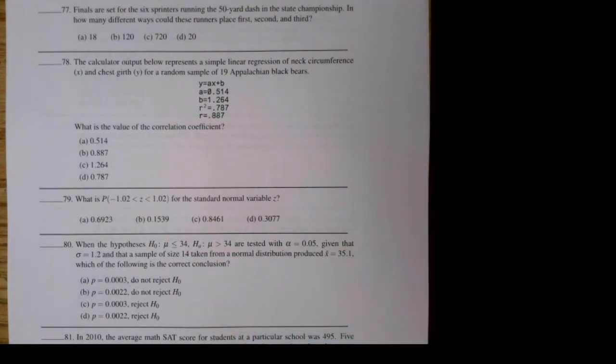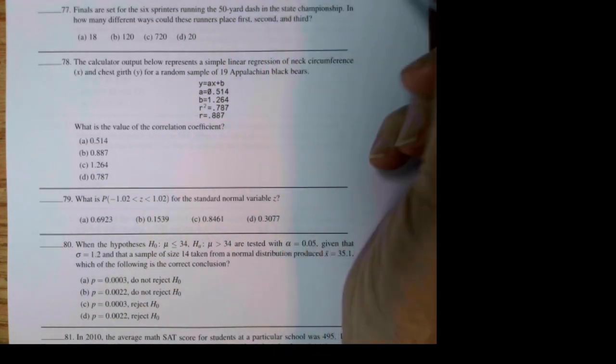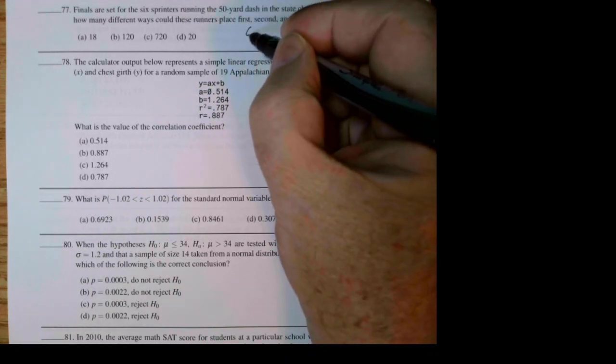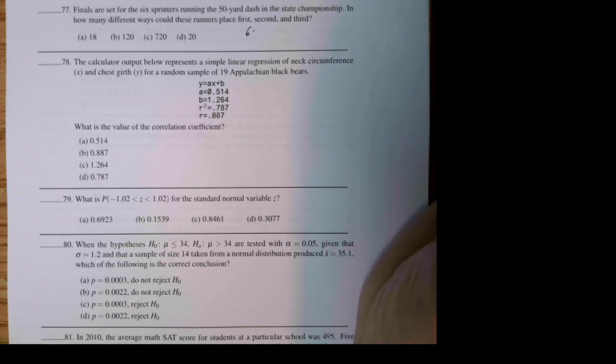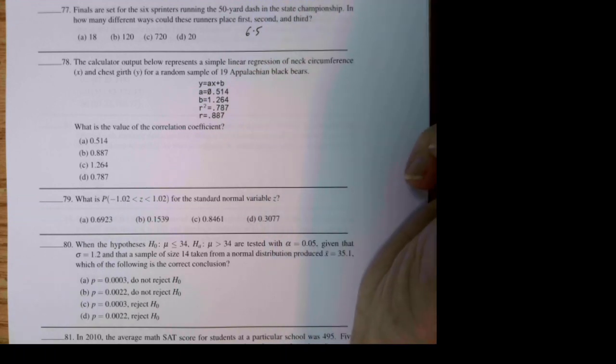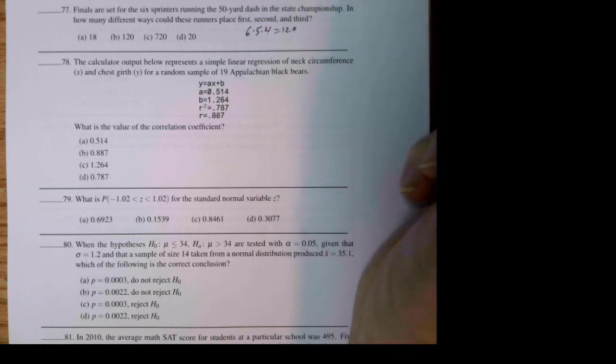77. Finals are set for the 6 sprinters running the 50-yard dash in the state championship. In how many different ways could these runners place first, second, and third? Well, there are a couple of ways to do this. Certainly the simplest way is simply to think this way. We have 6 runners, so when we go to choose a first place winner, there are 6 possible choices. The same person can't come in both first and second, so we only have 5 choices for the second place, and then 4 for the third, and that is 120.